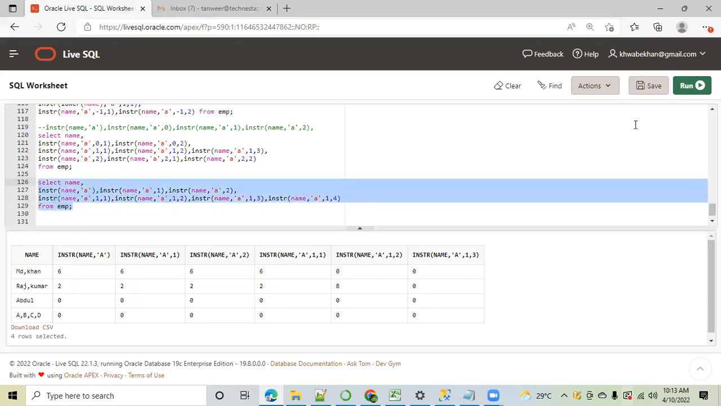So now, if I have given 4 here, I am looking for the fourth occurrence. And here in MD Khan, you don't have any fourth occurrence of a. Rajkumar, there is no fourth occurrence of a, right? That's why these are all 0. So is the fourth argument clear first of all? Yes or no?